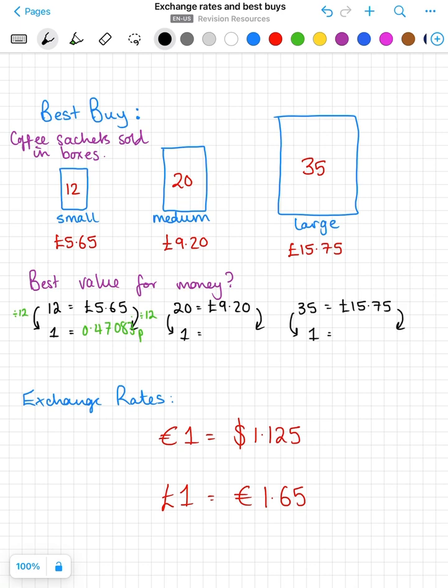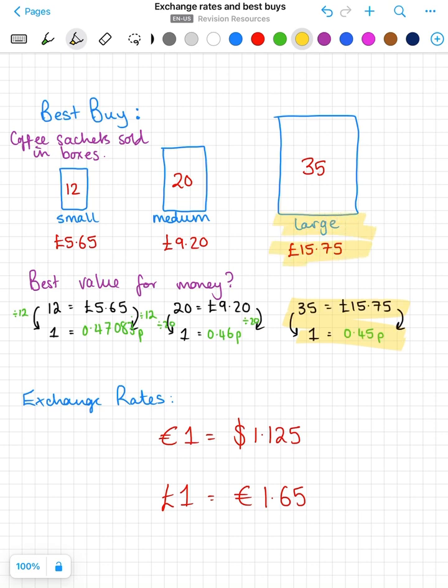We're going to work out the cost of 1. So we divide both sides by 20. So that's £9.20 divided by 20. When you put that in your calculator, you get 0.46. So that is 0.46 pounds or 46 pence. And then the same, £15.75 divided by 35, that gets you 0.45 pounds. So the best value for money, whichever one is the lowest price, that's going to be the large box.